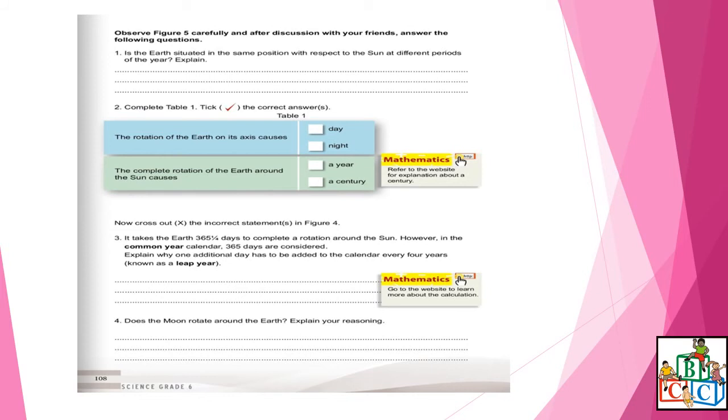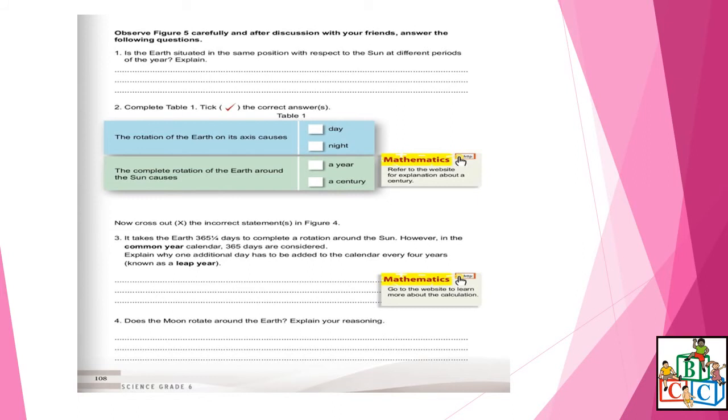So what do you think? The correct answer is what? A year or a century? Century means 100 years. Now cross out the incorrect statements in figure 4. Figure 4 shows the conversation between the teacher and the 3 pupils.